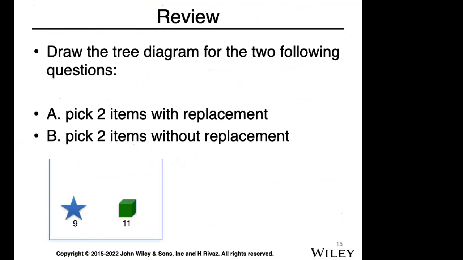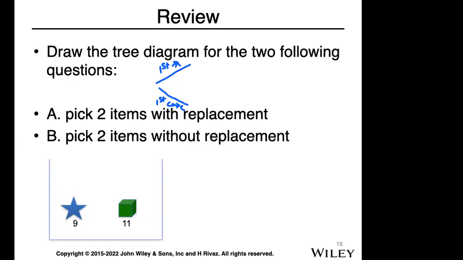Okay, so let's try to draw the tree diagram for the following two questions. We have a bucket with 9 stars and 11 cubes. In part A, we pick 2 items with replacement, right? The tree diagram is very good in helping you visualize different outcomes. So this is the first item that we draw. The first item can be either a star, or the first item can be a cube, right?